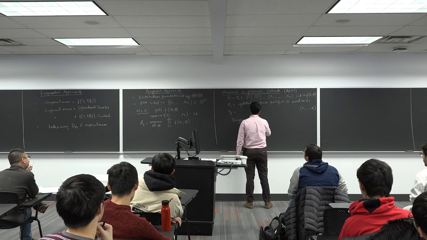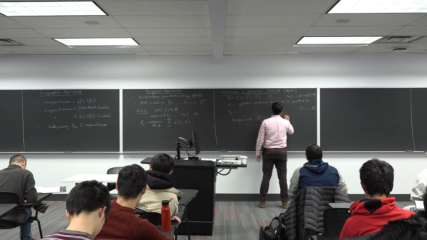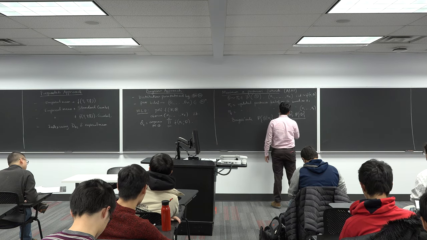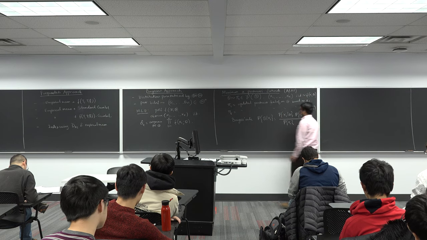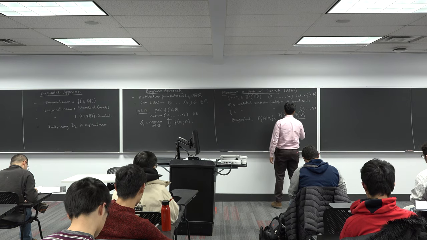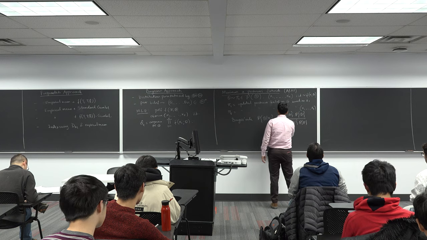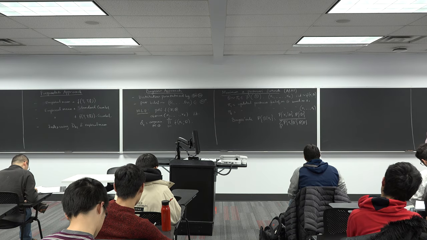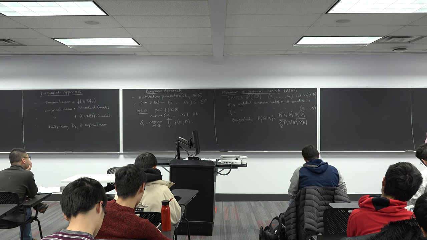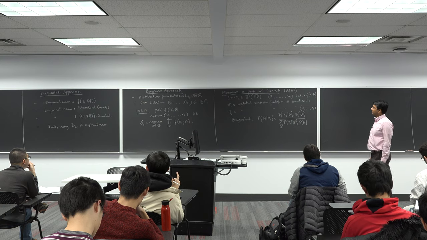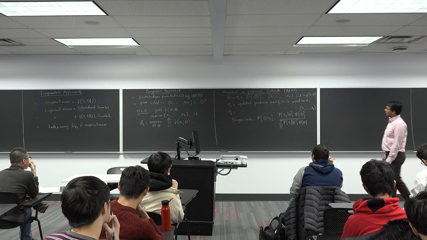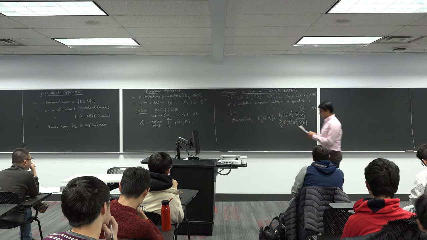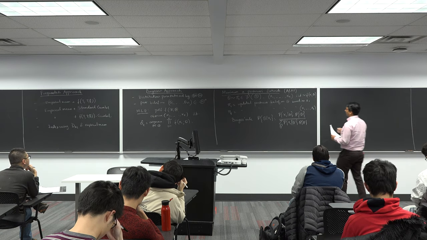So probability of theta given x1 is probability of x1 given theta multiplied by probability of theta over probability of x1, which is the summation over all theta prime of probability of x1 given theta prime times probability of theta prime. You can take an integral or a summation depending upon the situation. Okay? So this is the Bayes rule.